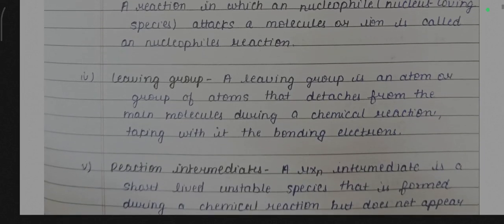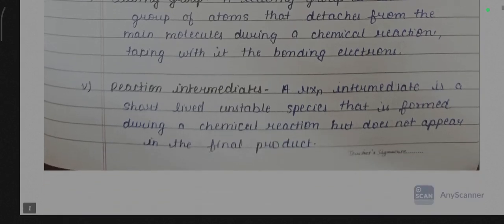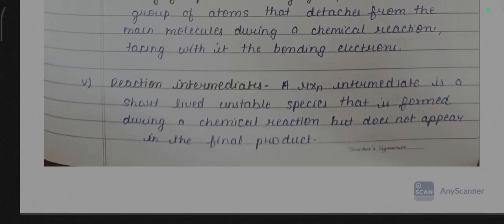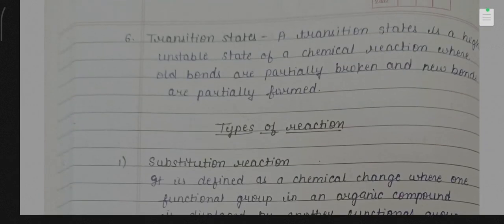nucleophilic reaction. Leaving group: a leaving group is an atom or group of atoms that detaches from the main molecule during a chemical reaction, taking with it the bonding electrons. Reaction intermediates: a reaction intermediate is a short-lived, unstable species that is formed during a chemical reaction but does not appear in the final product. Transition state.